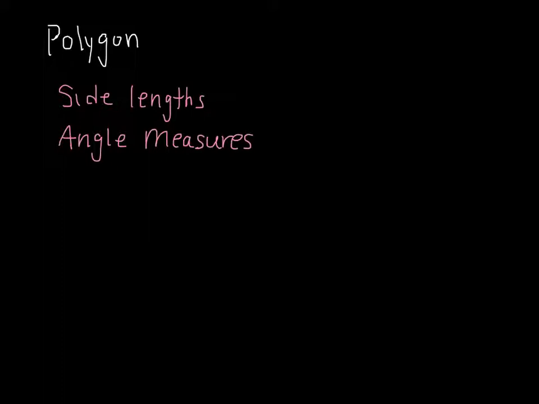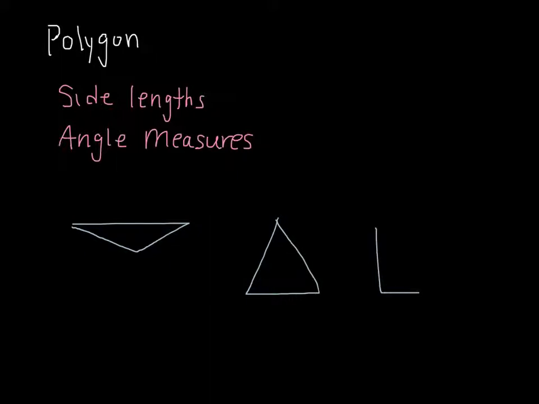So for instance, this would be a triangle. This would also be a triangle, as would this. And this is a special kind. We call it a right triangle. So these would each be triangles because they have three sides, three vertices, three corners.